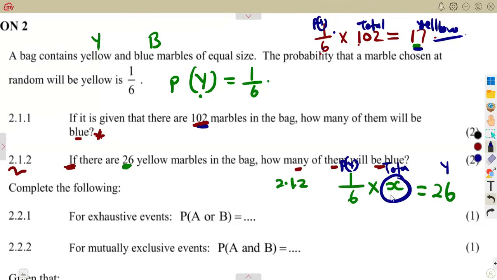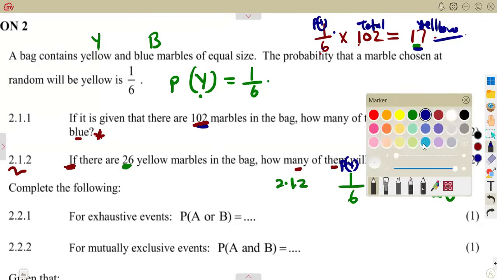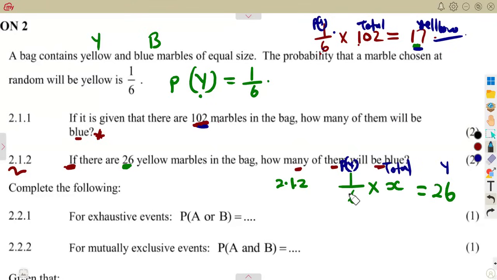So what is X, which is our total? It's just a simple equation, guys. 1 over 6 times X equals 26. How do you remove this 1 over 6? You can divide both sides by 1 over 6, which is fine, and you obtain your X. Or what can you do? Cross multiply. Instead of dividing like that, you can simply remove it.